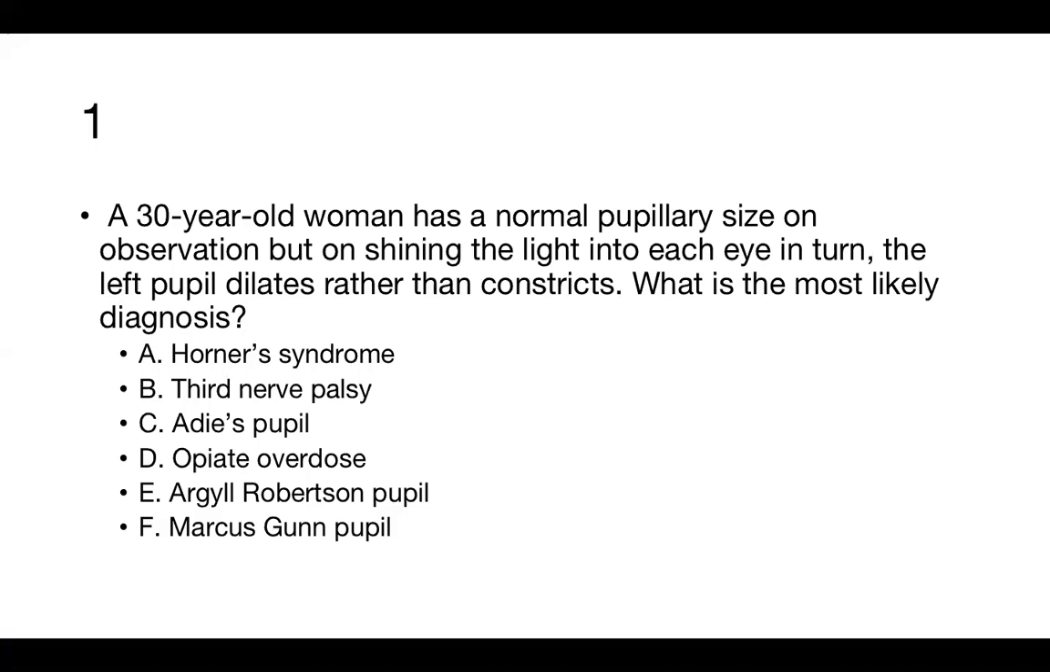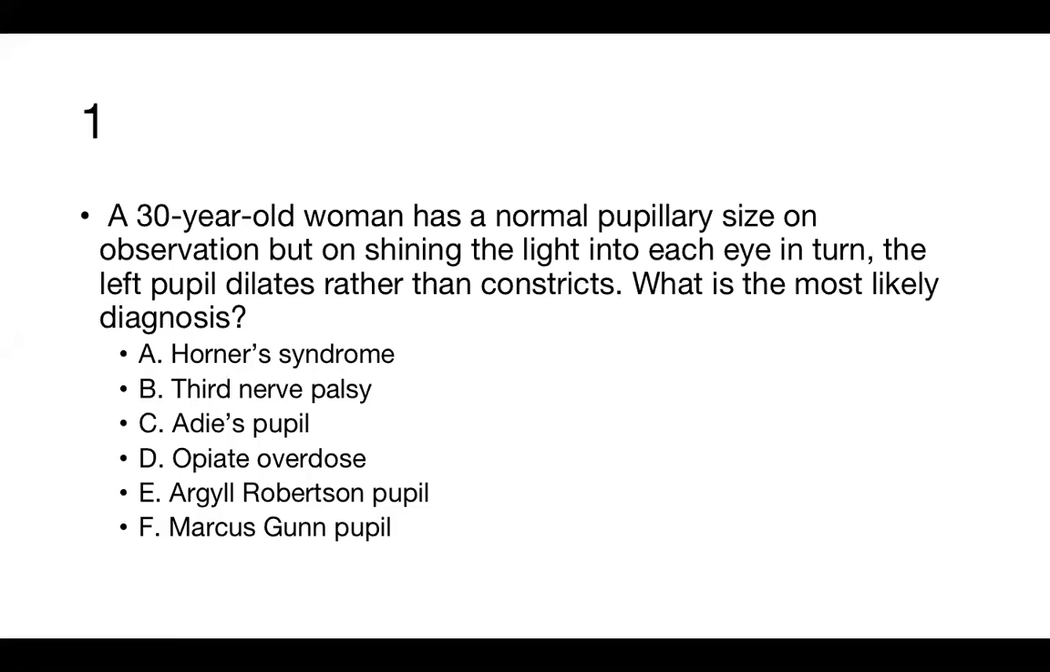This is a very easy one. He's absolutely correct. This is the Marcus Gunn pupil, also known as relative afferent pupillary defect. Now see there, a 30-year-old lady has a normal pupillary size on observation, but on shining the light into each eye in turn, this is an important clue, the left pupil dilates rather than constricts. This is Marcus Gunn pupil. This is how we do the test.